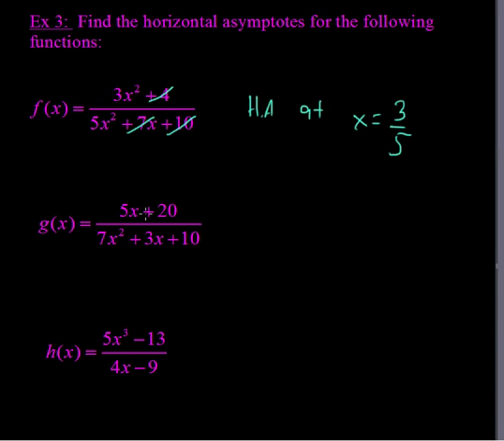In this case, notice the degree of the numerator is 1 and the degree of the denominator is 2. Again, we can ignore all of the lesser degree parts of the function. The end behavior of the numerator is 5x, and the end behavior of the denominator is 7x squared. So this behaves as 5x over 7x squared. You can see that the denominator is going to get larger faster because we have a squared term there. So this is heading towards 0, and we have a horizontal asymptote at y equals 0.